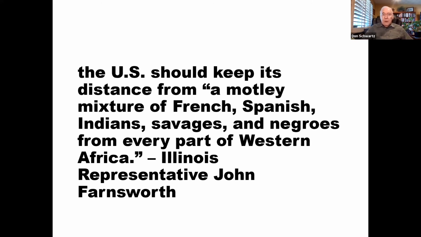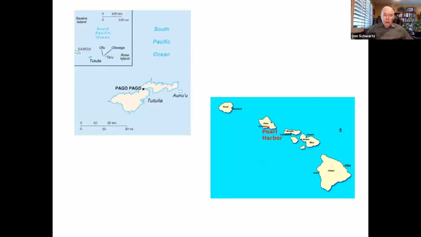In the Pacific, the United States did establish 2 naval stations, one in Samoa at Pago Pago, and the other Pearl Harbor in Hawaii. But the purpose of securing those ports was to support trans-Pacific trade, not to acquire any overseas possessions.